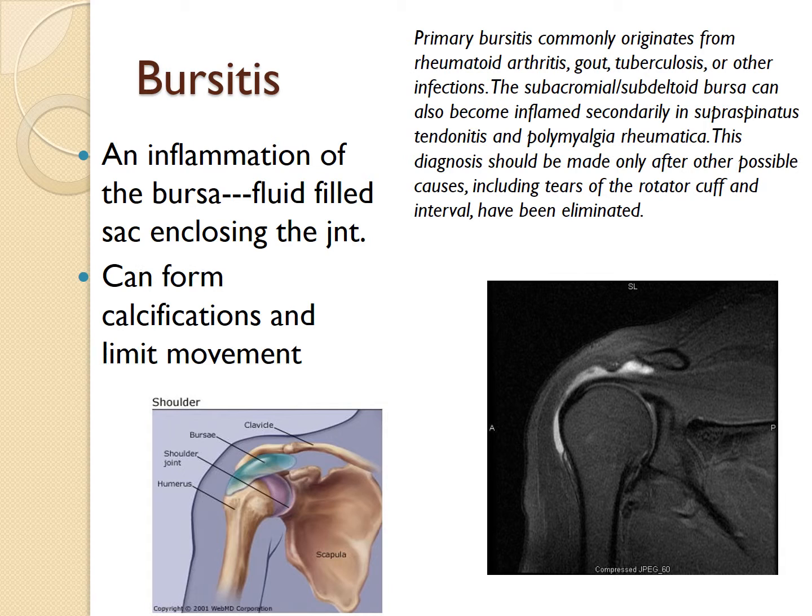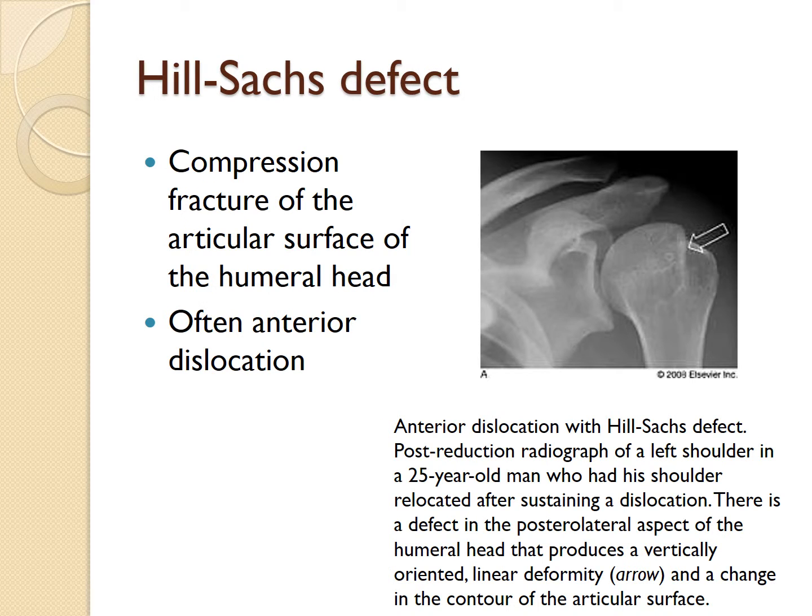Bursitis, which is common in the knee and elbow as well. Hill-Sachs defect is a compression fracture of the humeral head, just a special name for that fracture.